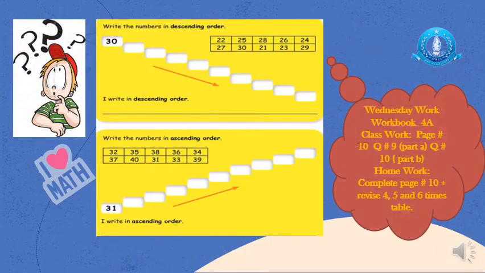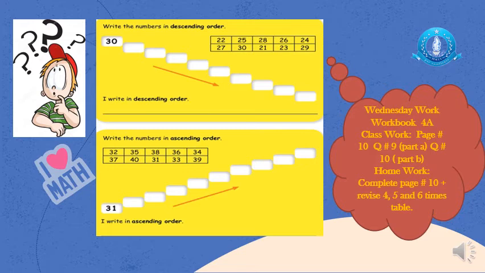Here in this slide I have given you one question. Write the numbers in descending order and write the numbers in ascending order. You will solve this question. This is your self-assessment. You will solve this question and you will match your answers with me, and you will get to know whether your concept is clear or not.